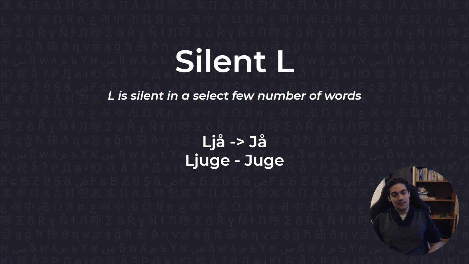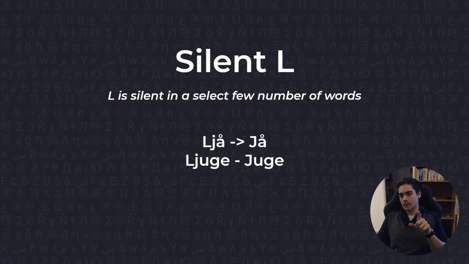Silent L. This is something you won't really see a lot, but before a J, the L is always silent. In words like jo, meaning a scythe, or ljuge, meaning to lie.